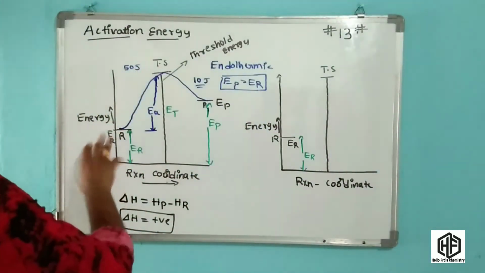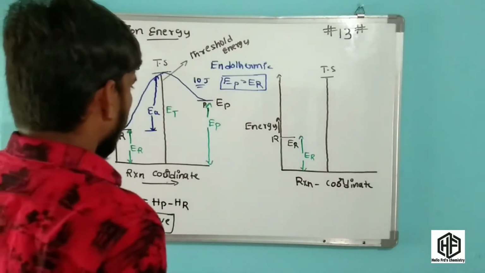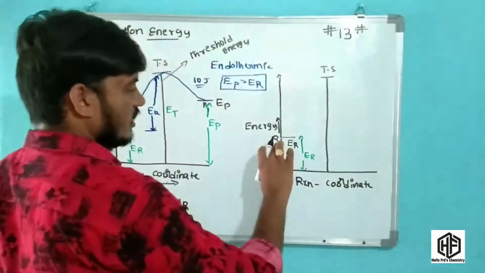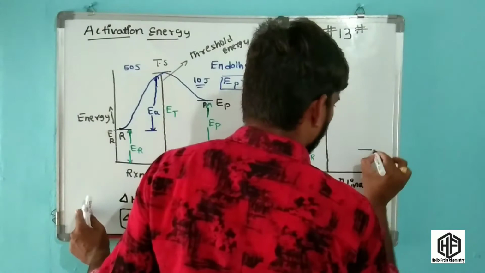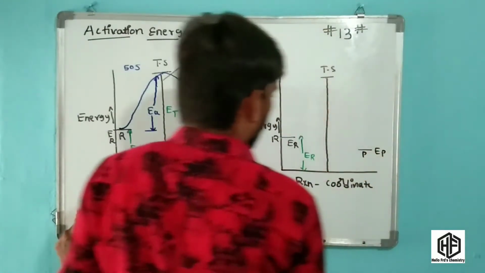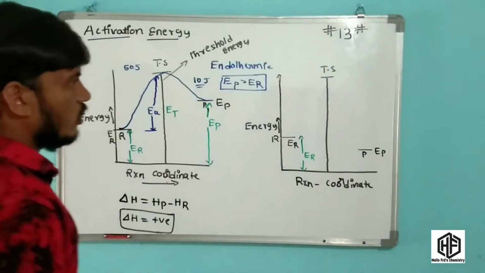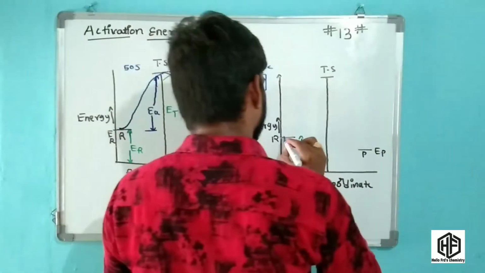Now I represent the exothermic reaction. In an exothermic reaction, what happens, friends? The reactant's energy is high compared to the product energy. This is the product, this is EP, the product energy. The reactant gains some energy to cross this transition state. That energy is called the activation energy, like this. This is the graph.